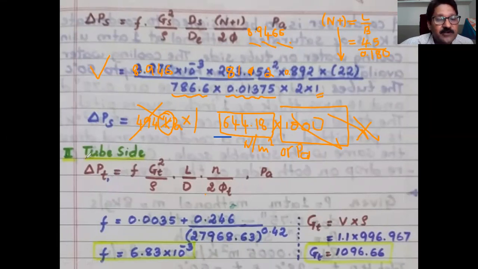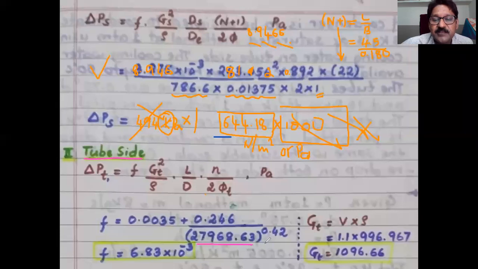Next, coming to the tube side calculation. So please, all of you do it. You'll definitely get it. Again, it is f GT square by rho L by D N divided by 2 psi t. So that is in Pascal. For f, you should look into the inside heat transfer coefficient, 0.0035 plus 0.246. So please look into the NRE of tube side.